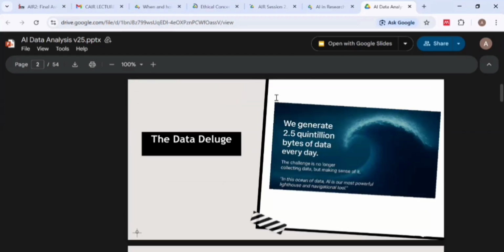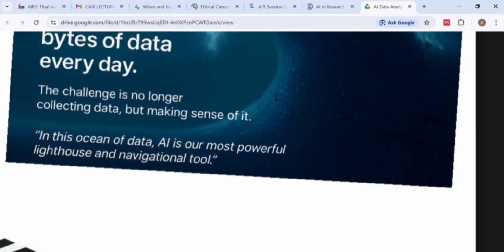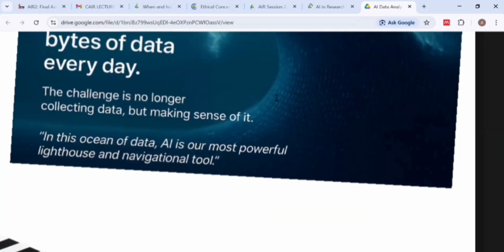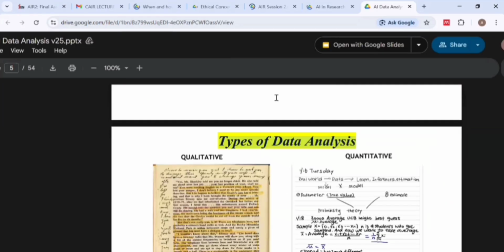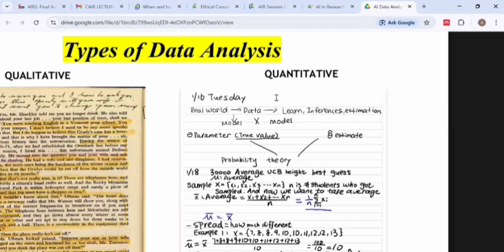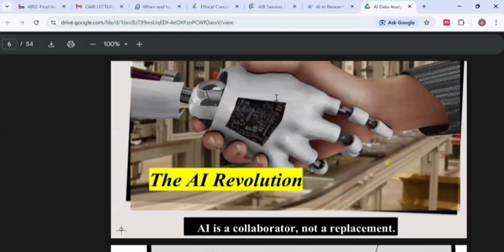The world uses 2.5 trillion bytes of data every day. The challenge is no longer collecting data; the challenge is making sense of it. And in the ocean of data, AI is the most powerful lighthouse and navigational tool. So she pointed out that there are two pillars of data: types of data analysis, as was told, qualitative versus quantitative. Quantitative is numbers. AI is a collaborator and never a replacement.